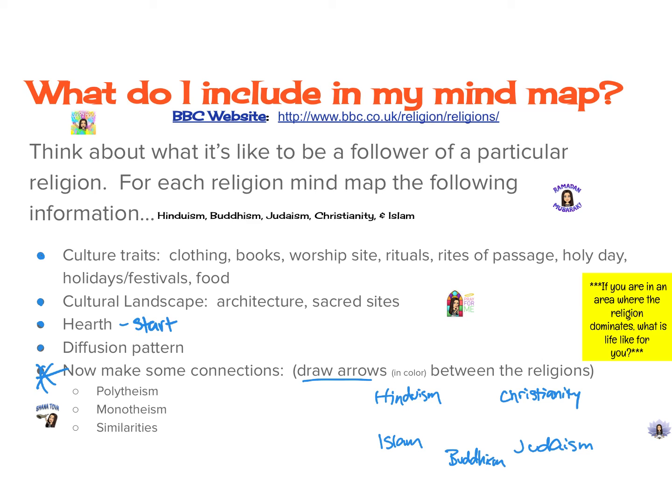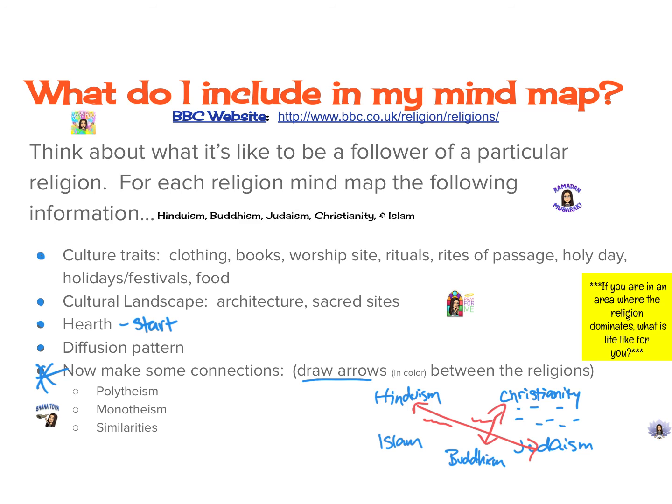And you'll have your information written underneath it, however it makes sense to you visually, okay? And then at the end, that is where you're going to start making connections between different religions, and you'll tell me what it is, okay? Maybe Hinduism and Judaism are linked somehow, and you'll tell me how they're linked, okay? So make sure that you are drawing arrows in between the religions after you're done.